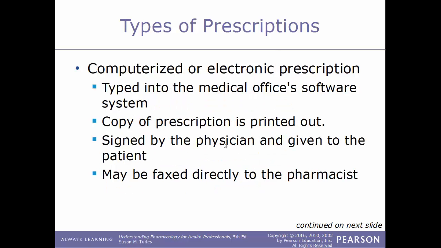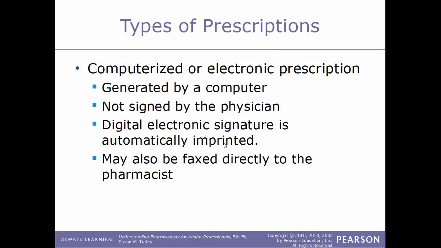Another form of prescription is computerized or electronic prescriptions. These are typed into a medical office's software system. Then the copy of that prescription is printed out. It's signed by the physician and then given to the patient. And these electronic forms can be faxed directly to the pharmacist, if not given directly to the patient. A good thing about these types of prescriptions is that you cut down on trying to decipher illegible handwriting, because everything is typed out on the printout.